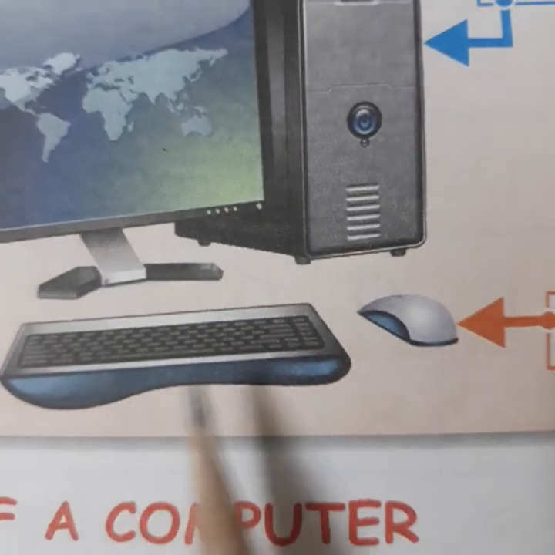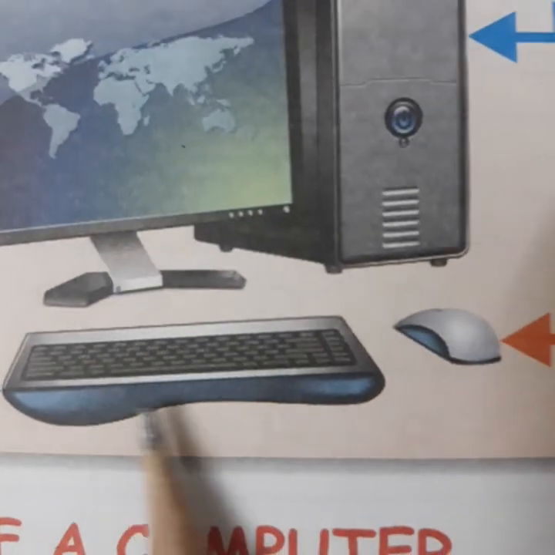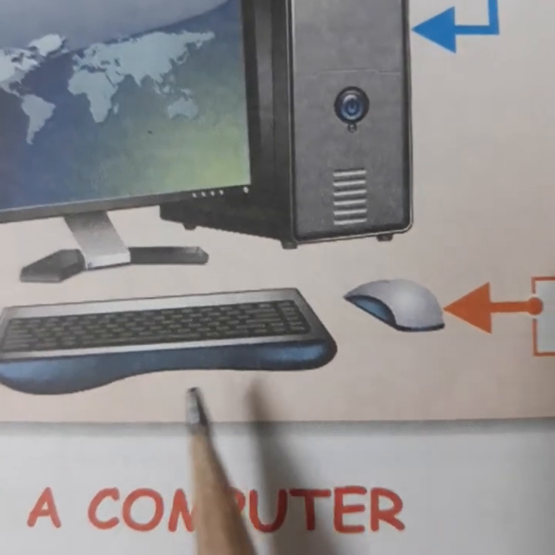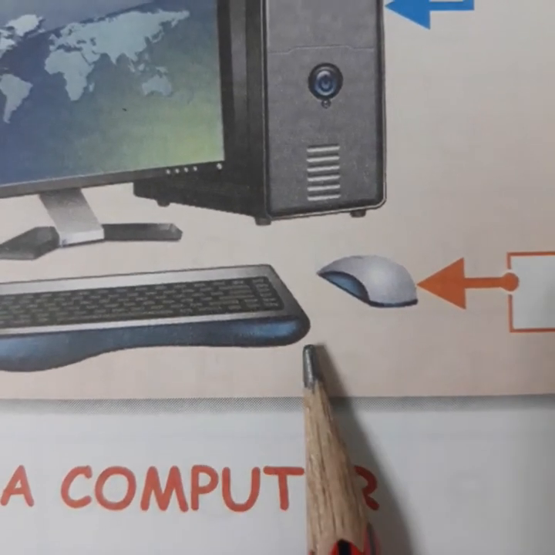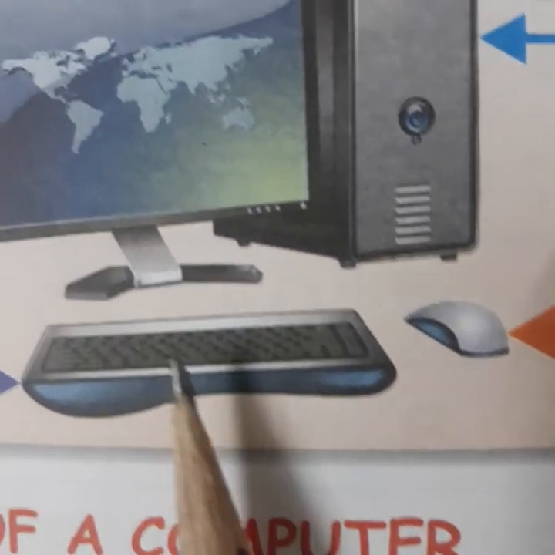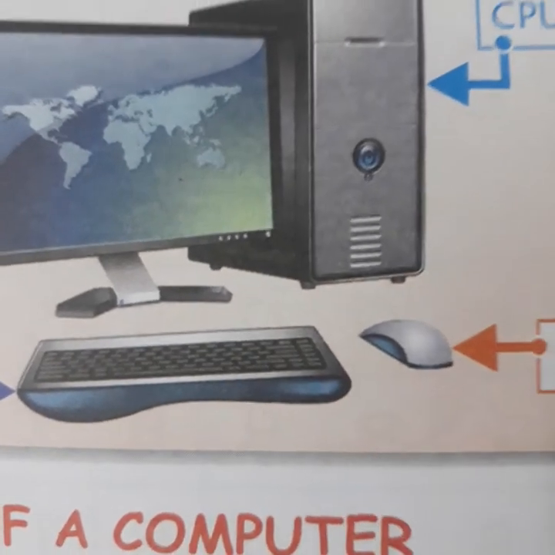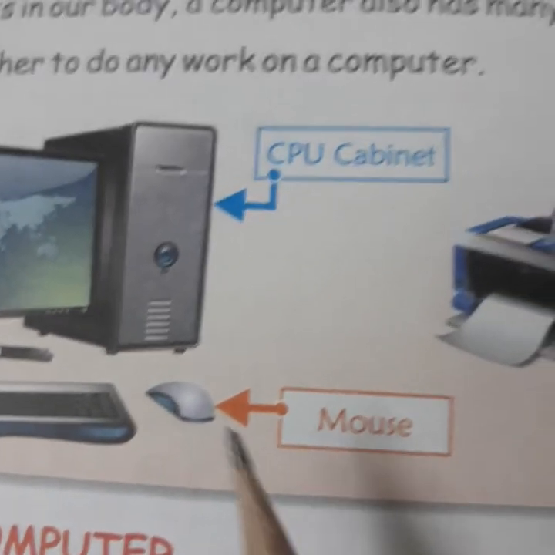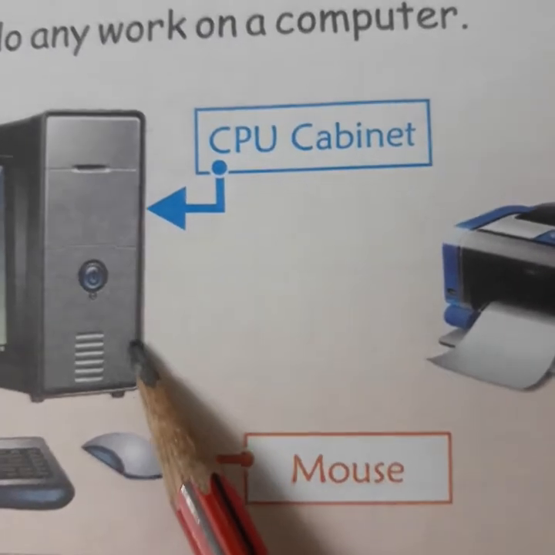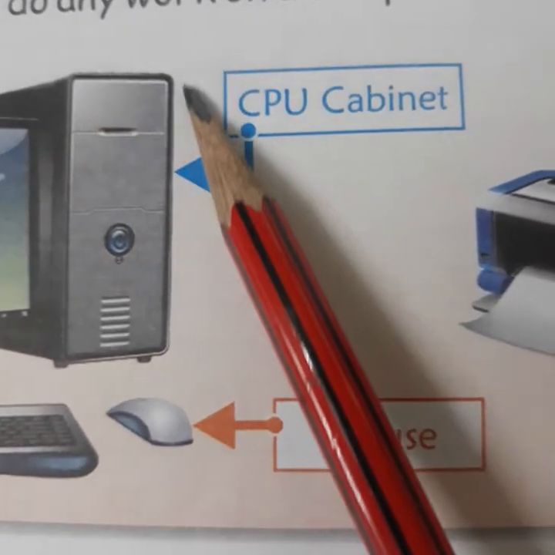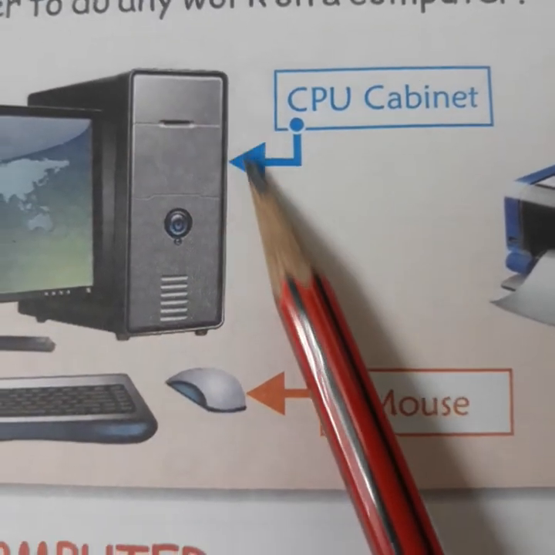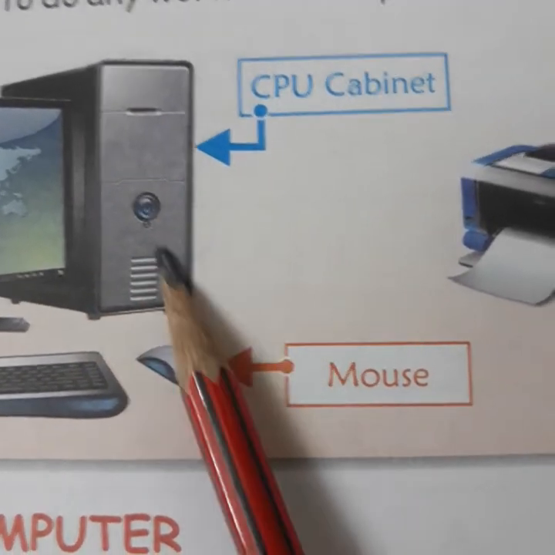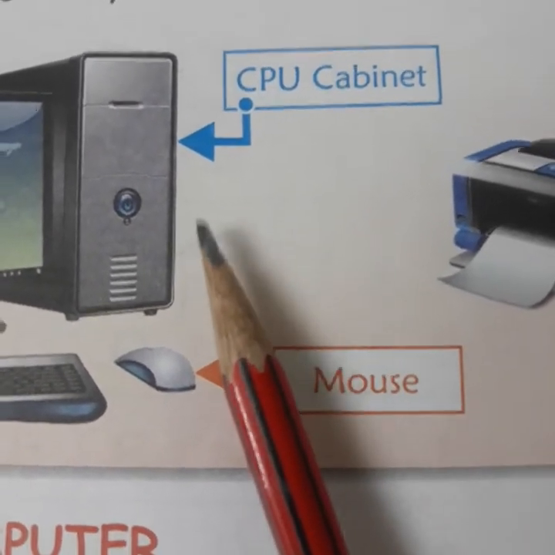Look, keyboard. Yes, this is a keyboard. It looks like a Casio or a remote or a mobile phone, because it has keys on it, right? Okay, let's move on. This is called the CPU cabinet. CPU. This is the very important part of a computer.